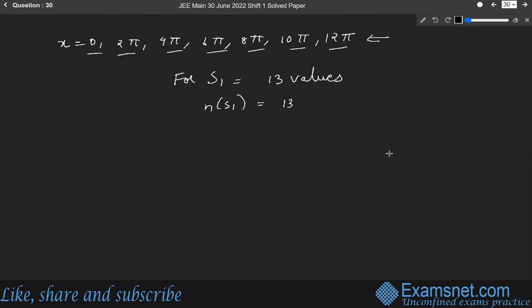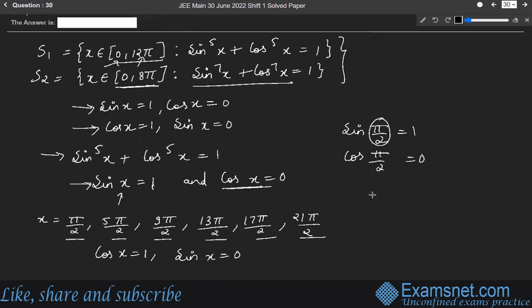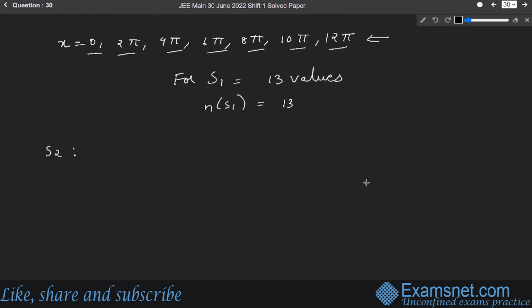Now let us talk about set 2. In set 2, the expression that is given is sin power 7x plus cos power 7x, and here x belongs to 0 to 8 pi. It means that we have to take the values of x from 0 to 8 pi, not more than 8 pi, right? So the expression sin power 7x plus cos power 7x is equal to 1. Again, this condition will be satisfied only when sin x is equal to 1 and cos x is equal to 0, right? And we know that we have to take x from 0 to 8 pi.